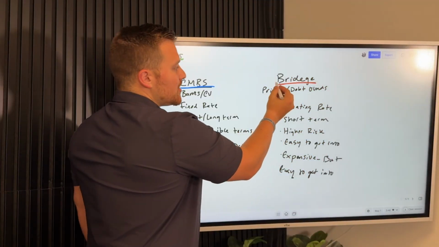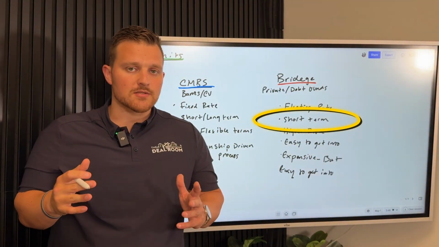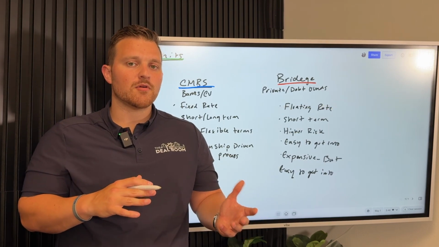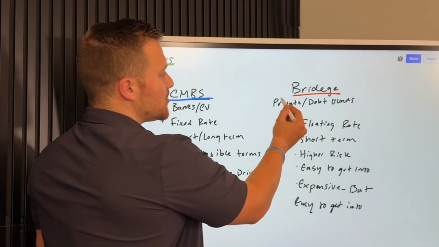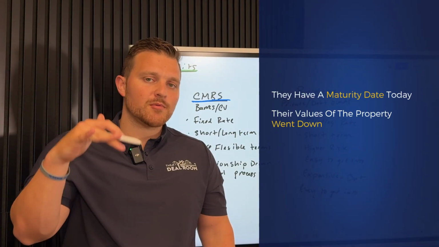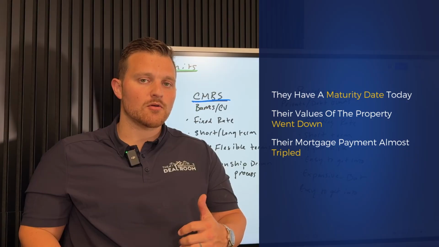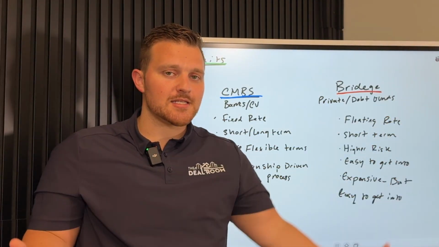And again, the bridge debt is floating rate and it's short term. So for instance, all the people that are in trouble right now from buying in '21 and '22 borrowed money on bridge debt, meaning they have a maturity date today, their property values went down, and their mortgage payment almost tripled. So this carries the most risk, but it's the easiest to get into.